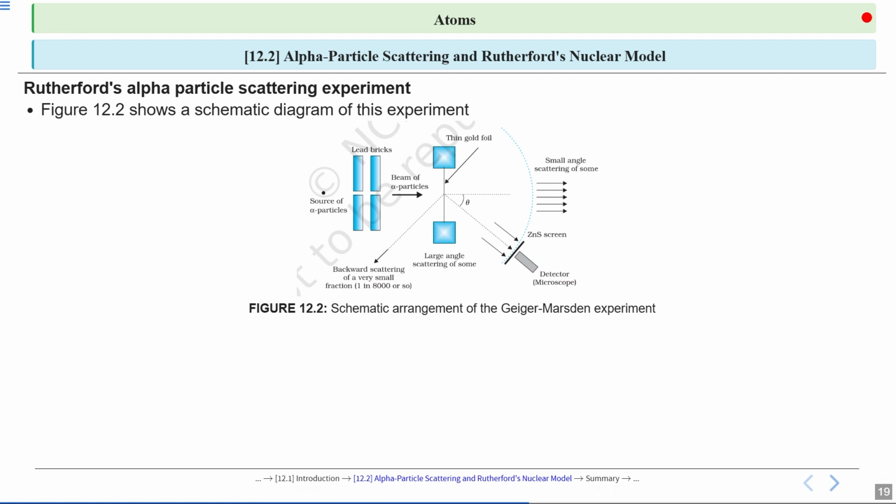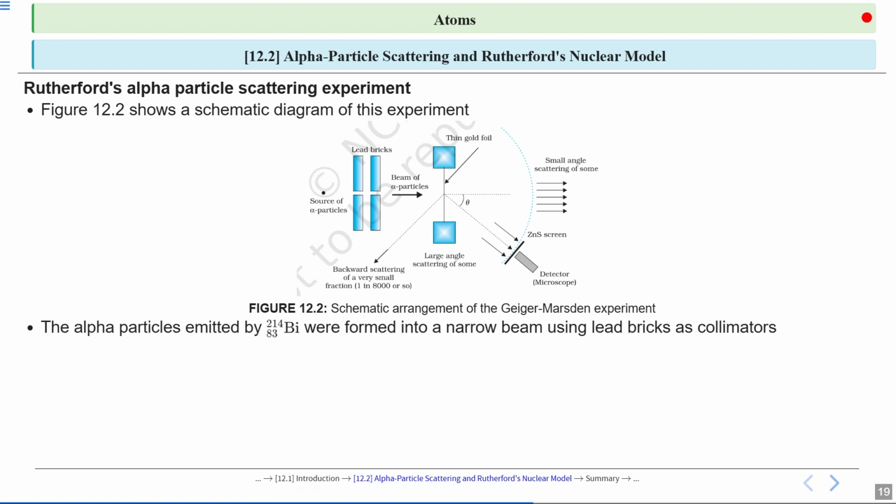The source of alpha particles is surrounded by lead bricks. Why are lead bricks there? To produce a beam of alpha particles, not alpha particles scattered in all directions. We just need a beam of alpha particles incident on the gold foil. The alpha particles used in this experiment came from a radioactive isotope of bismuth, written as bismuth 214. These particles were formed into a narrow beam using lead bricks, which acted as collimators. Collimators help to focus the particles into a straight, narrow path, making the experiment more precise.